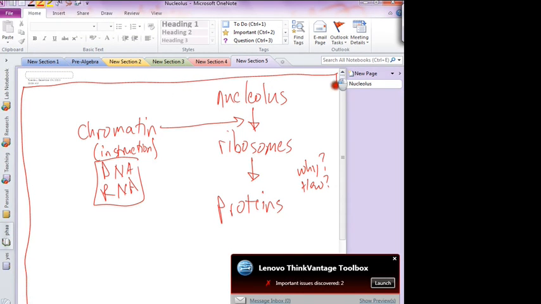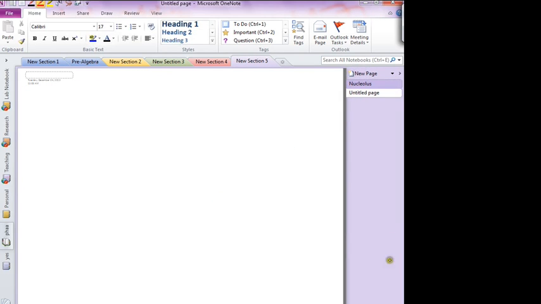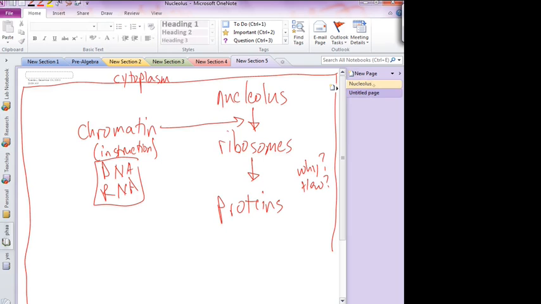Let's see if I can draw this here. This is the cytoplasm. We're going to put cytoplasm as everything within this box. The cytoplasm. That was interesting. There we go. So the cytoplasm contains all of the organelles and the cytosol. So cytoplasm is all the organelles and the cytosol.